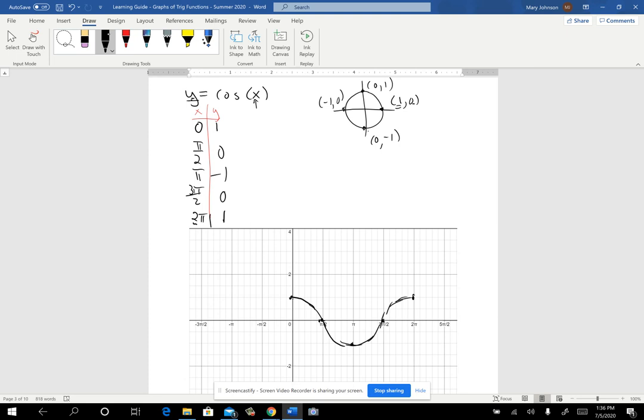Now you can just extend it, so you'd be back down here, then you'd be here, then you'd be back up here, and just extend it because trig functions are periodic. That means they continue following that same pattern in both directions. Okay, so that's the basic cosine graph.